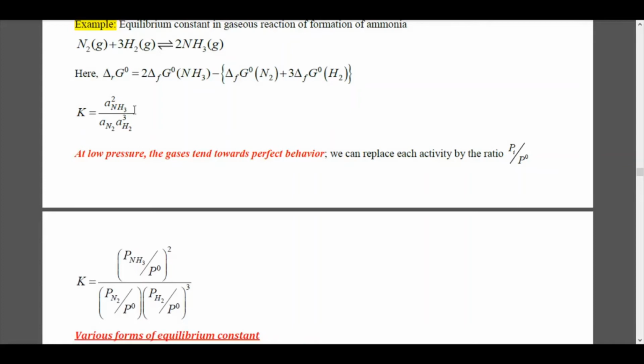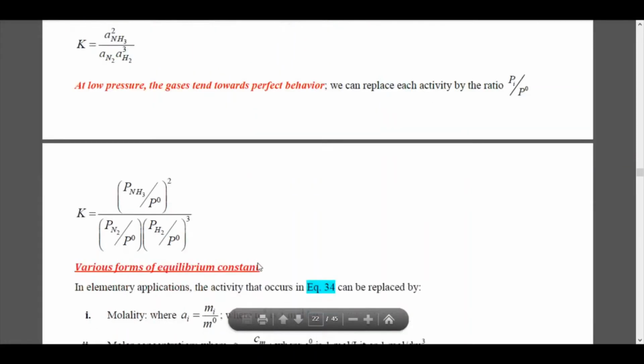So we can always replace this activity by a pressure ratio, and the pressure ratio is Pi by Pi0. Pi means the species name. It can be product, it can be reactant, and P0 is again a reference state. Generally it is the standard state. So if I replace my activities in terms of partial pressures, I will write the chemical equilibrium constant as equal to the partial pressure of the products raised to their stoichiometric coefficient, divided by the partial pressure of the reactants raised to their corresponding stoichiometric coefficient.